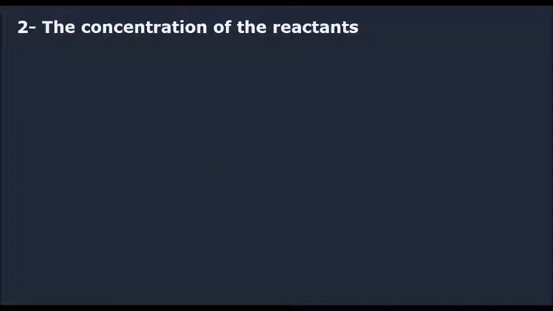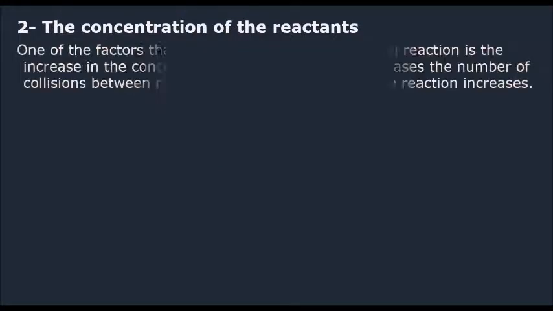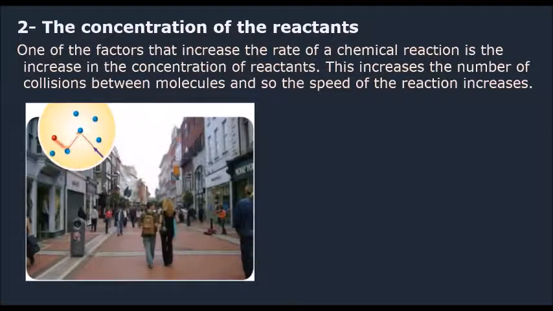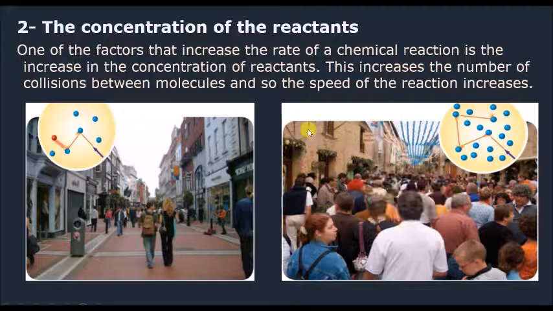The second factor is the concentration of the reactants. By increasing the concentration of the reactants, the probable collision between the particles or the molecules of reactants increases, as we can see here in this picture. But when we decrease the concentration, as we can see here, the number of probable collisions decreased. كل ما number of collisions between the molecules of reactants increase, كل ما speed of chemical reaction or the rate of chemical reaction increases.